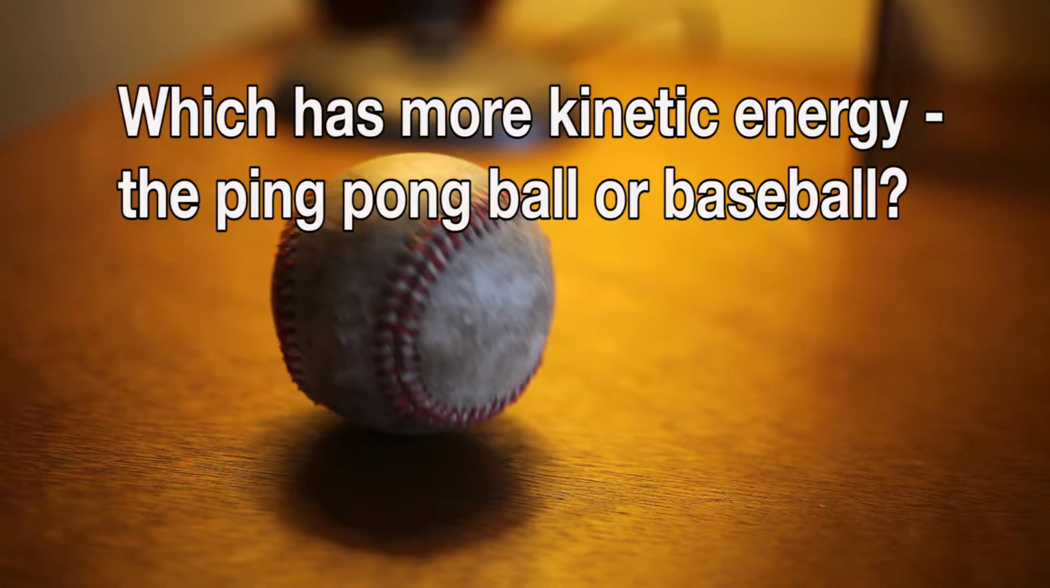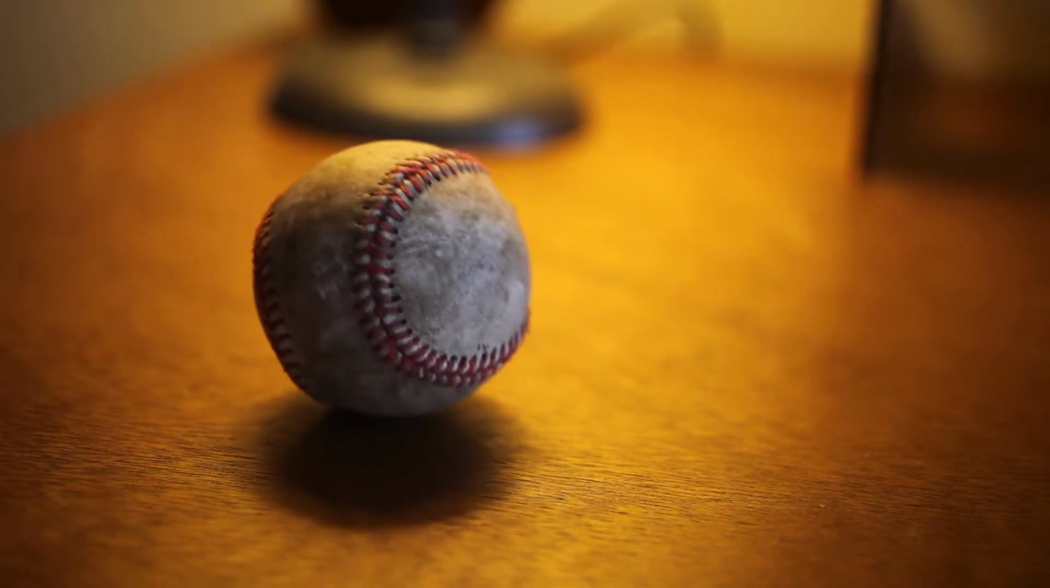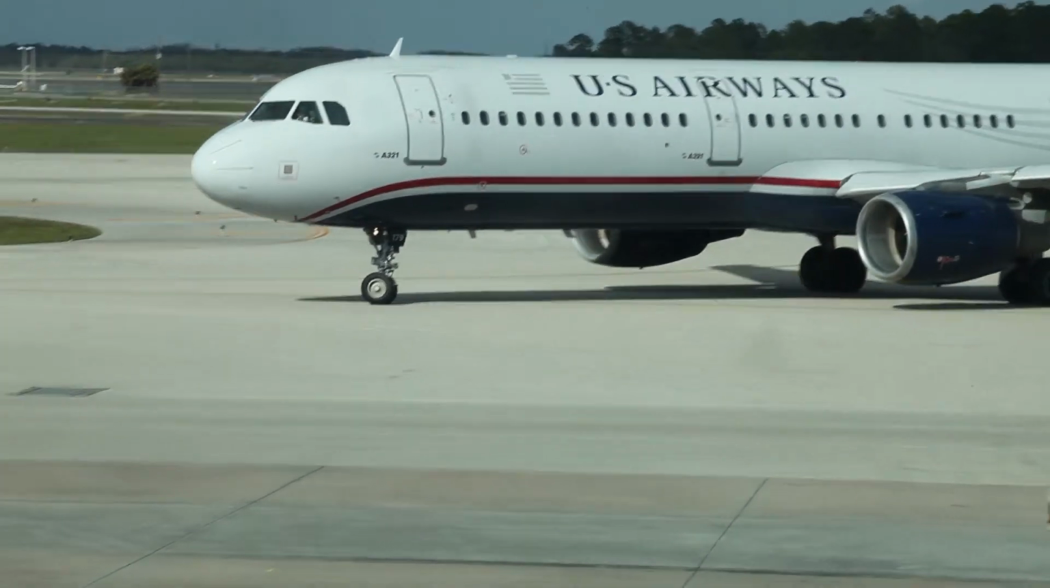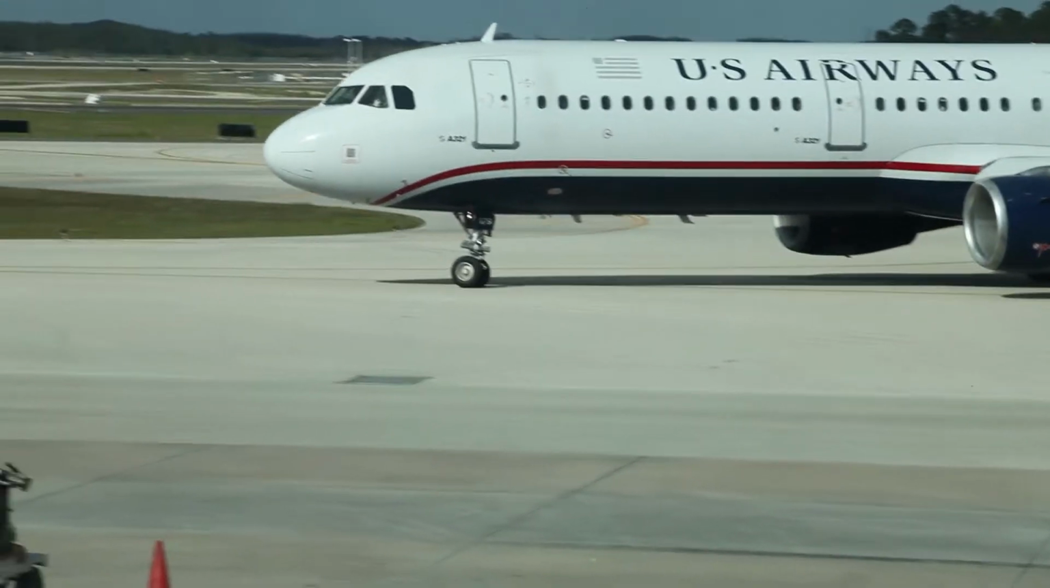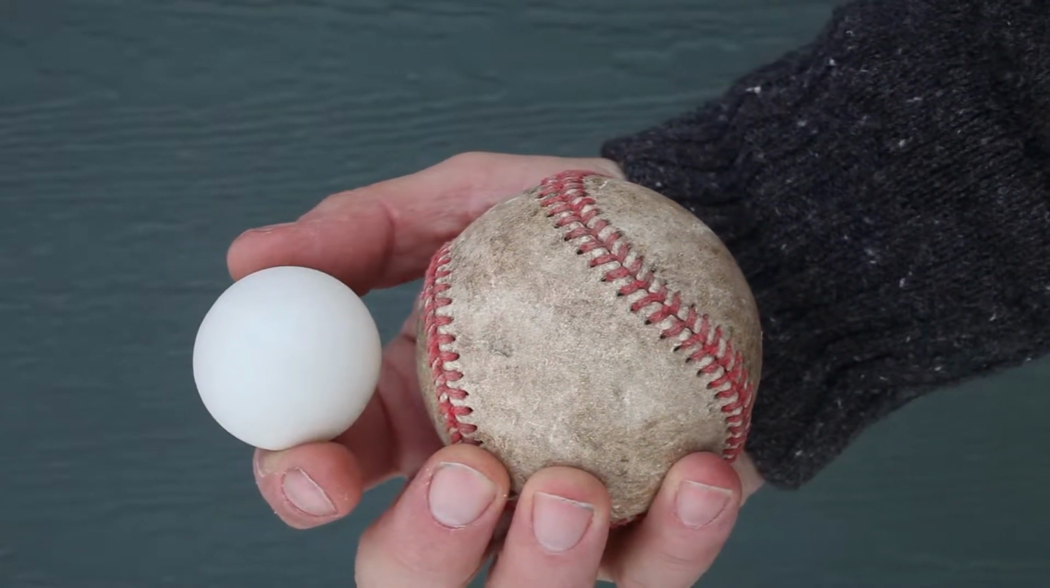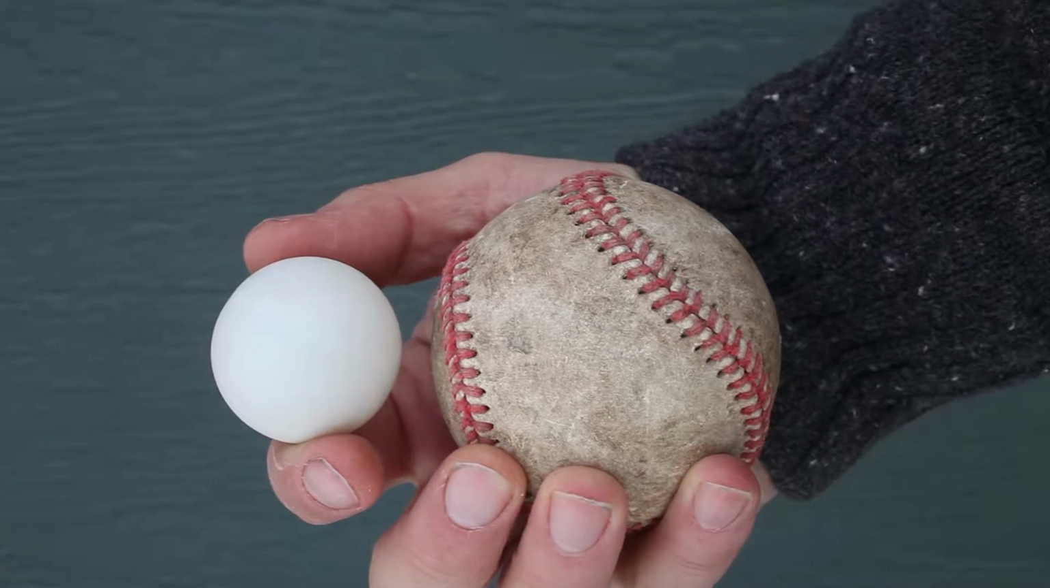You decide. Which has more kinetic energy, this ping pong ball or this baseball? That's right, the baseball has the most kinetic energy. The amount of kinetic energy an object has is directly related to both its mass and its velocity. Would you rather be hit by a ping pong ball tossed towards you lightly, or by a fast-moving baseball? Of course, you'd rather be hit by the lightly tossed ping pong ball. That's because it has less kinetic energy.